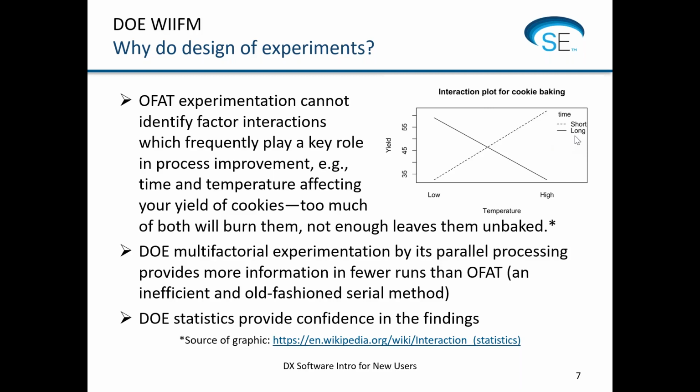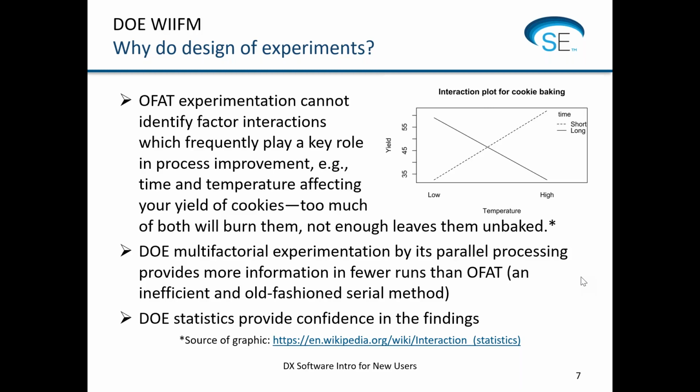On the other hand, if we work with the solid line with a long cook time, at a low temperature we're doing just fine. But as we increase the temperature, our yield goes down because we're burning too many of the cookies, right? Too much temperature for too long. So the impact of one factor, say cooking time, depends on the set point of another factor, say temperature, right? They're linked. You cannot discover these interactions with a one factor at a time experiment.